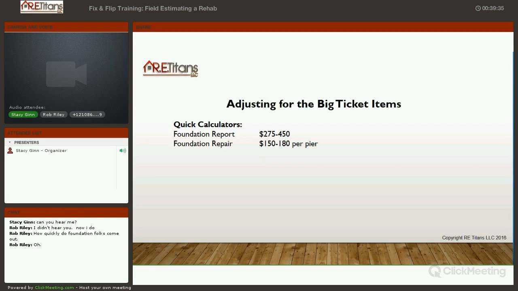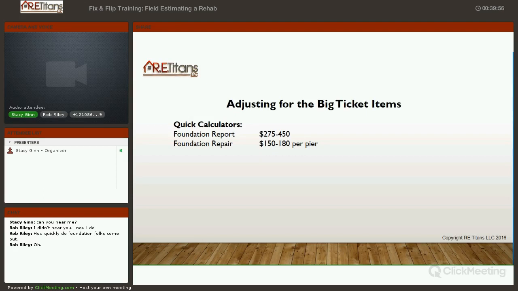So we get that report. In the investor world, what we're normally paying is $150 to $180 per pier. It can be a little bit higher if you're talking about interior piers. A lot of times, most of the time, we are hoping for and we can get that with exterior piers, and that's what's going to run.